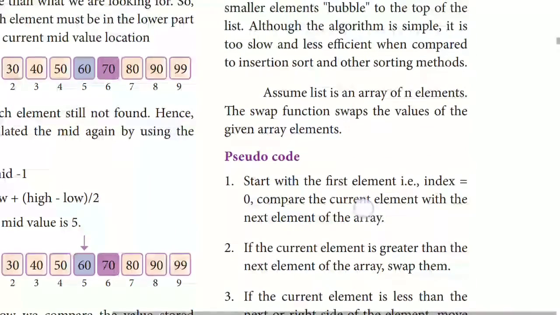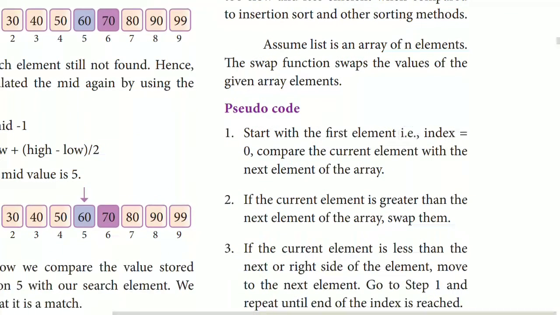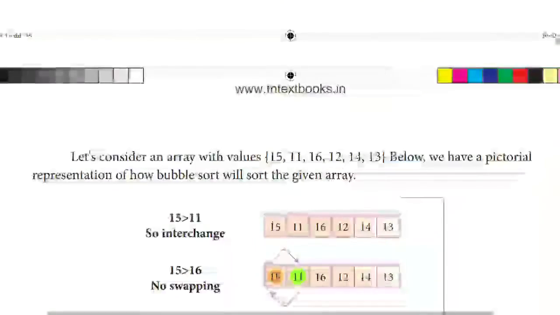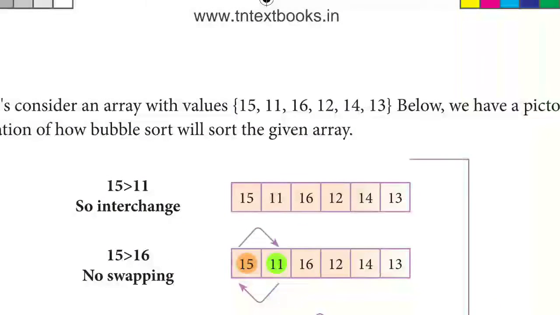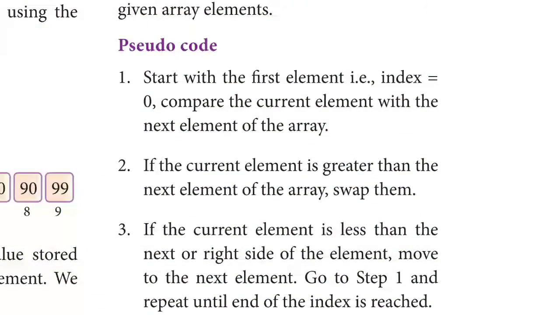Assume list is an array of elements. The swap function swaps the values of the given array elements. Swapping means interchanging the position. Start with the first element, that is, index equal to 0. We'll take the example here: 15, 11, 16, 12, 14 and 13. So 15 is the first position, and here you can see that index is equal to 0.